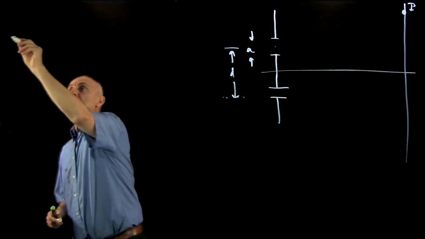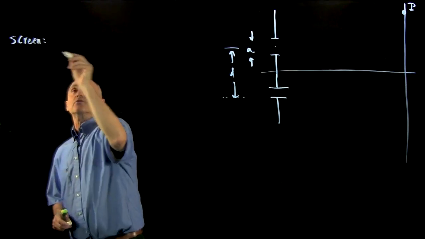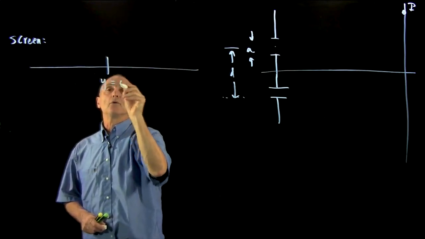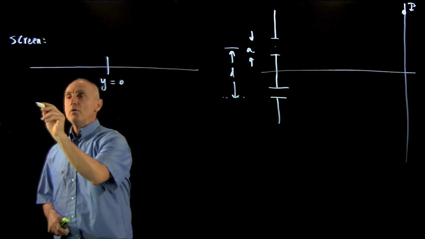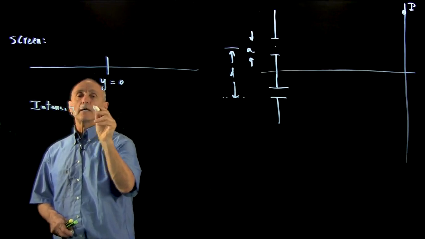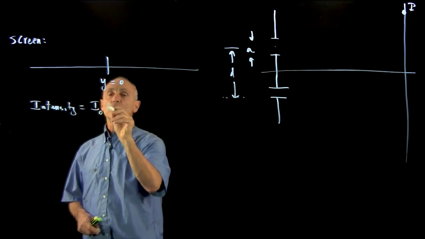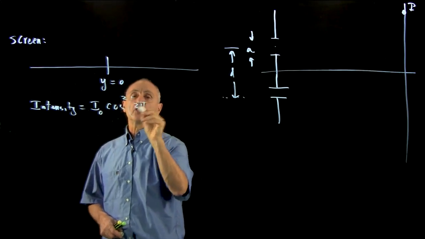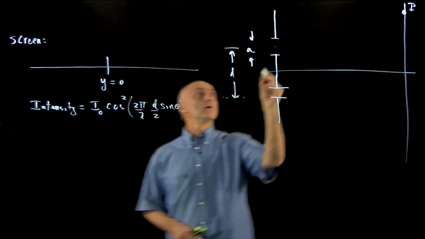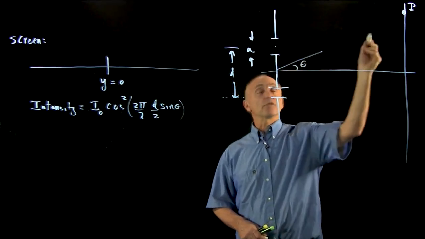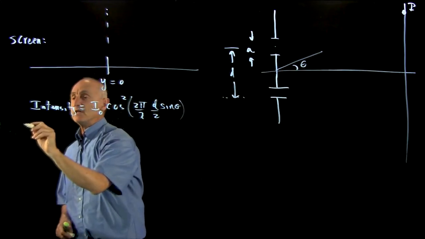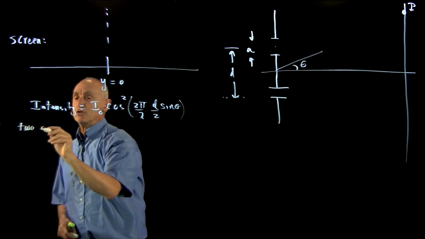Now, I would like to draw my screen like this. So here's my screen, and here's y equals 0. Now, we showed that the intensity is going to go like some amplitude times a cosine squared of a function, 2 pi over lambda, d over 2 sine of theta, where theta is our angle to the point. And this is the intensity for two apertures.